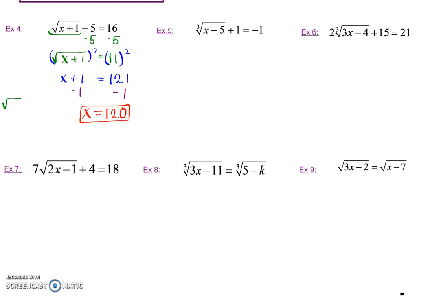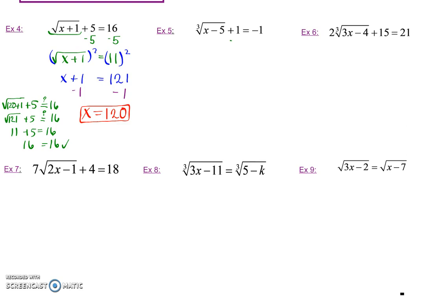So we have the square root of 120 plus 1, plus 5. We're checking to see, is that equal to 16? So the square root of 121 plus 5, is that equal to 16? And it is, because we have 11 plus 5, which gives us 16. Okay, let's look at example 5 real quick.